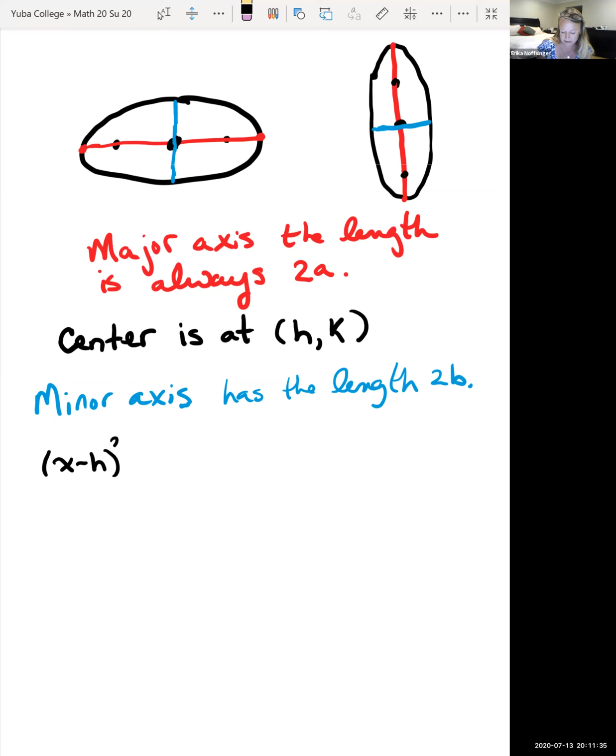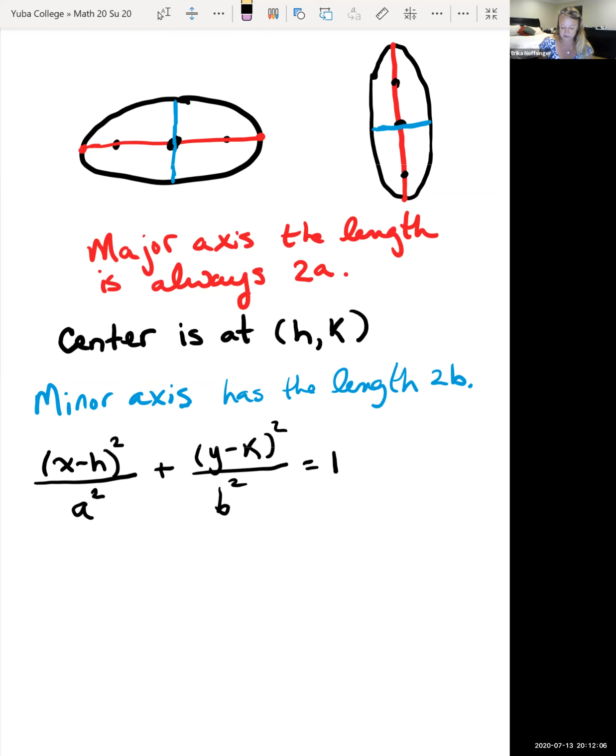So (x minus h) in parentheses, quantity squared, all over a squared, a fraction. And then we're going to have plus another fraction, (y minus k) quantity squared, all over b squared, is equal to 1. Okay, so on this, we can see what the center is, (h, k).